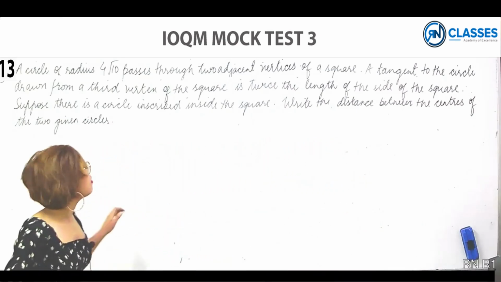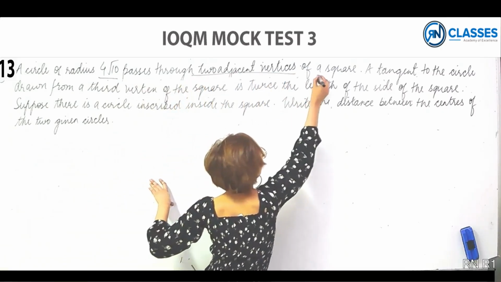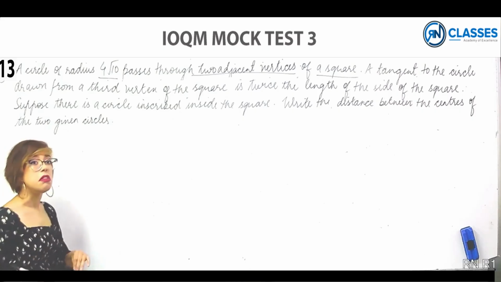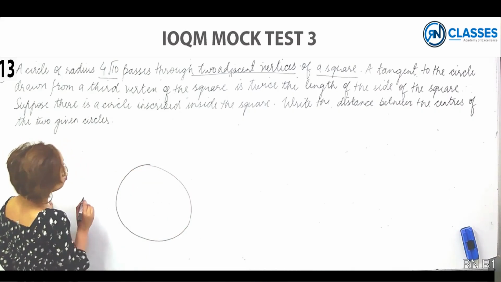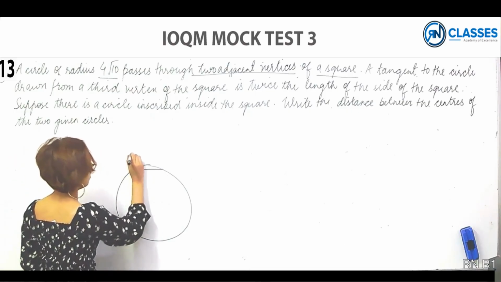Now he says a circle of radius 4 root 10 passes through two adjacent vertices of a square. So let me make my square first. No, let me make my circle first. Okay, cool. Now circle is here and it passes through two adjacent vertices of the square. So my square would look something like this.